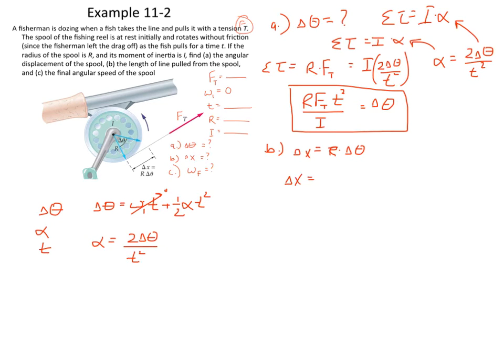Delta x equals, so it's R times R, force of tension, times t squared. So this R winds up getting squared, right? So R squared times a tension force times a time squared, all divided by our moment of inertia. And that's it. That's going to be our answer for our linear displacement, because linear displacement is related to angular displacement simply by virtue of the radius.